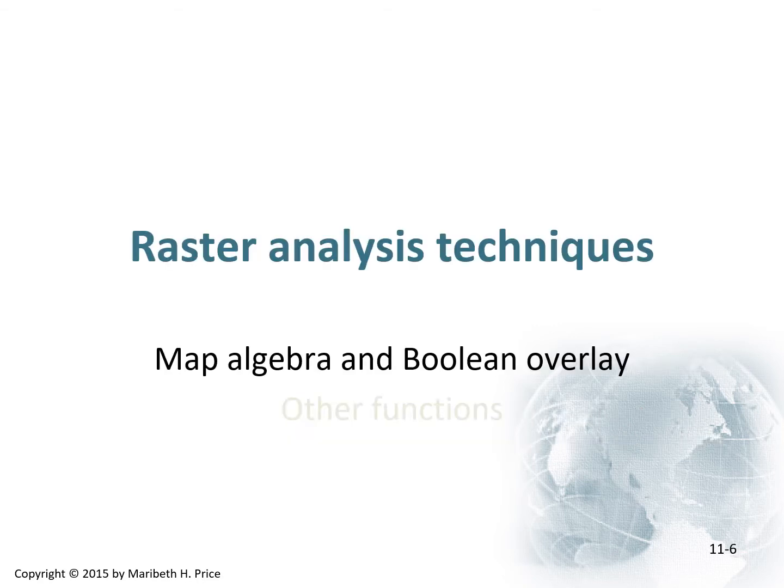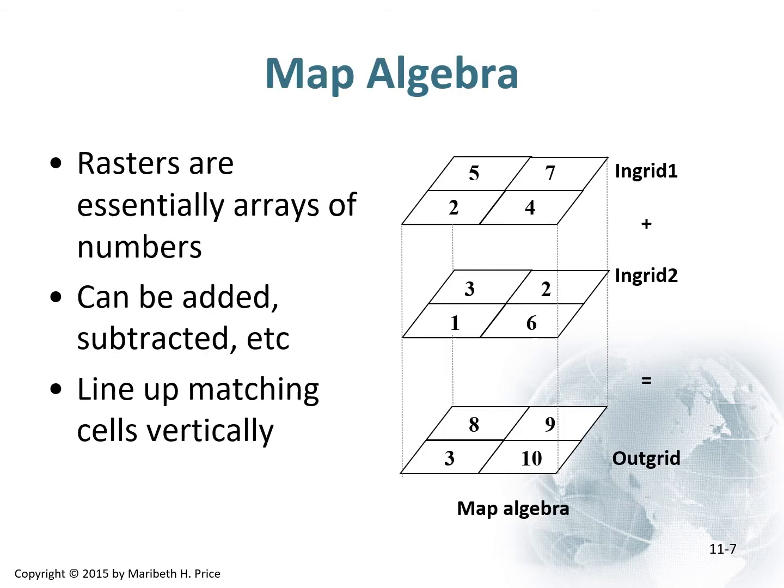So let's look at some raster analysis techniques. The main ones we're going to look at start with are map algebra and Boolean overlay. So what is map algebra? Map algebra is nothing more imaginative than simply doing math between different raster data layers. And so in this setup, we have 2 input layers. Input grid 1 and input grid 2. Map algebra simply does a math function between these 2 input layers.